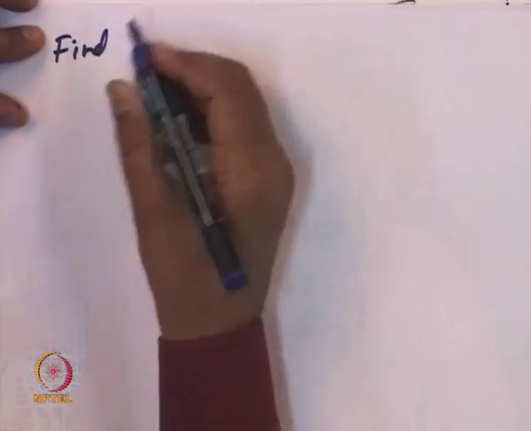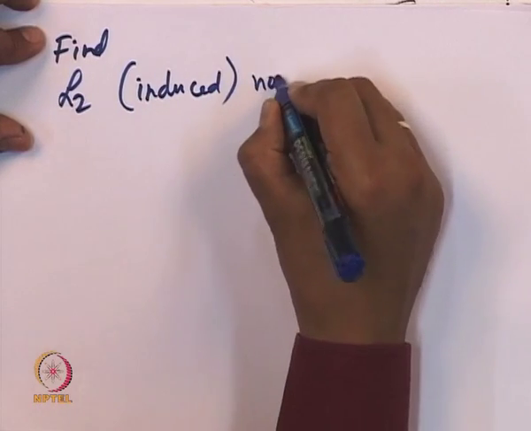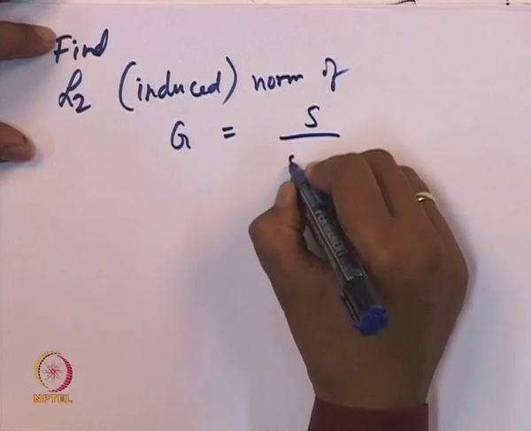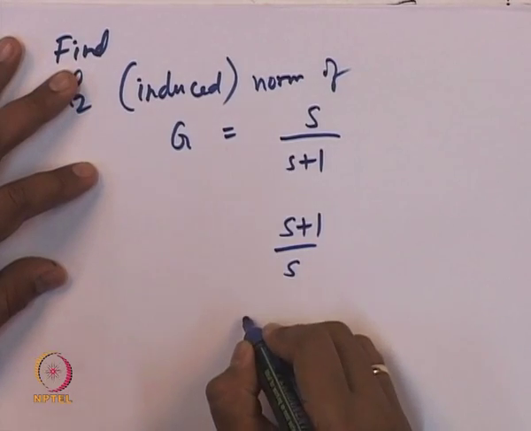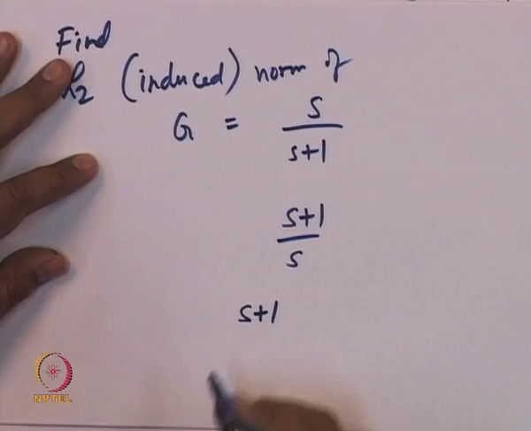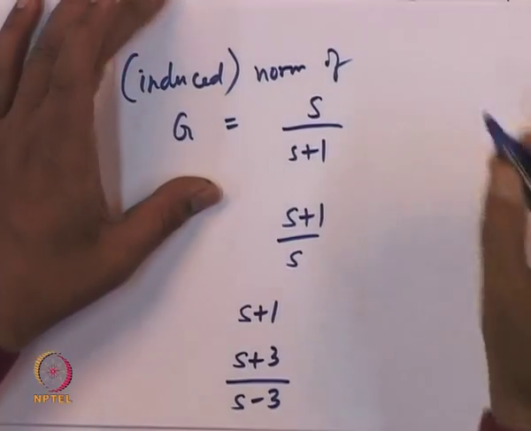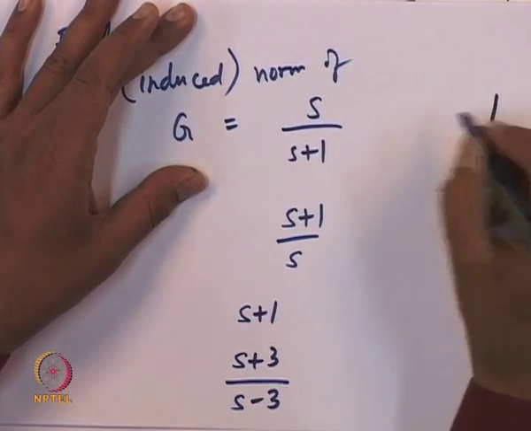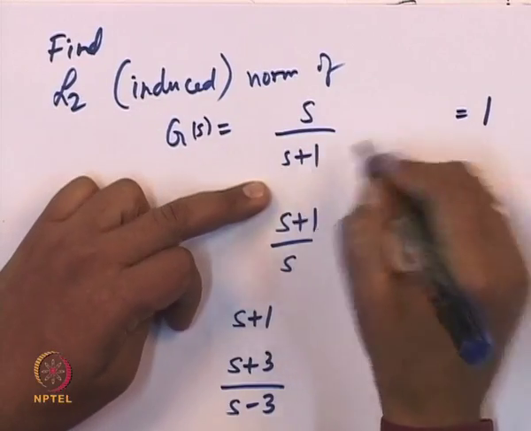So, here are some exercises. Find the L2 norm of a system. The L2 norm of a system means it is the induced norm. G equal to s over s plus 1, s plus 1 over s, 1, and s plus 3 over s minus 3. What are these values equal to? Please take your time and calculate. For G of s equal to s over s plus 1, the L2 induced norm is equal to 1.